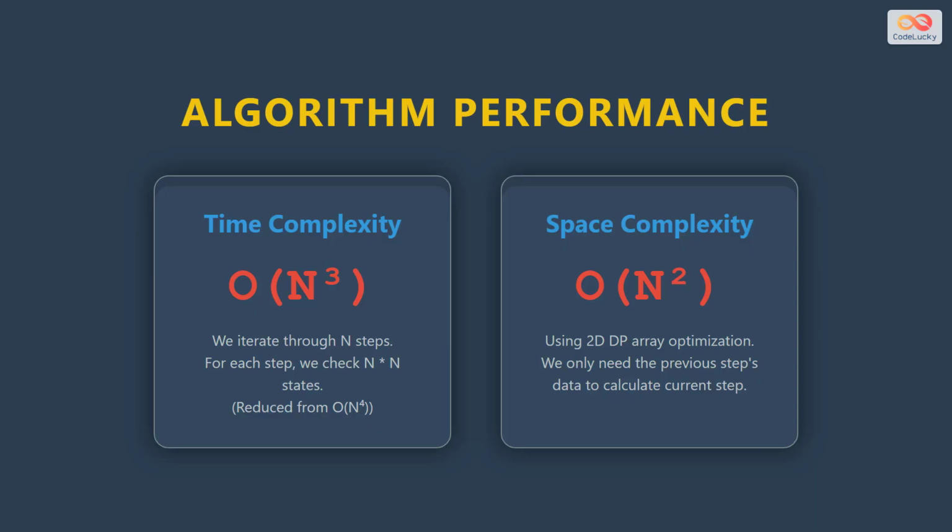Let's look at the efficiency. By reducing our state from 4 dimensions to 3, our time complexity becomes O of n cubed. This is because we have n steps, and for each step, we iterate through an n by n grid of possibilities. The space complexity is O of n squared because we only need to store the states for the current step and the previous step to compute the next one.